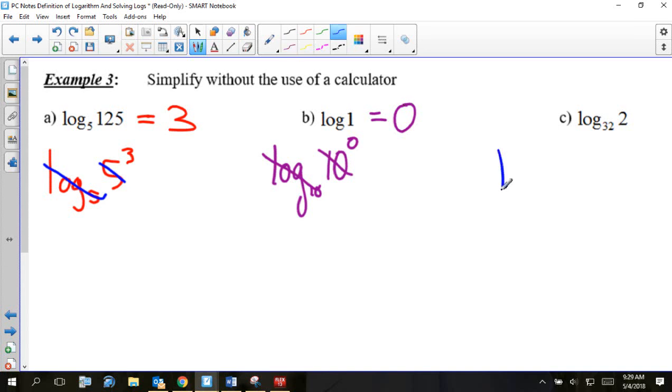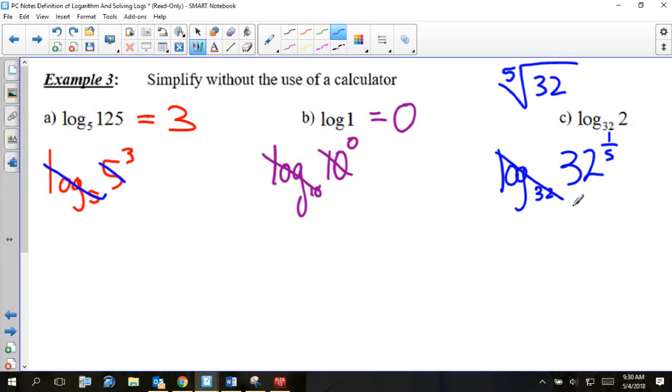A little bit trickier one. So I need this to say log base 32 of 32 to the something. Yeah, it's 1/5. If you weren't sure about that one, 1/5 is the same thing as the 5th root of 32, and that's how we get 2. So then the answer is just 1/5.